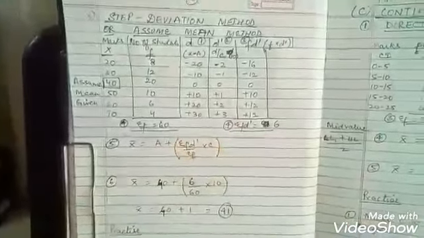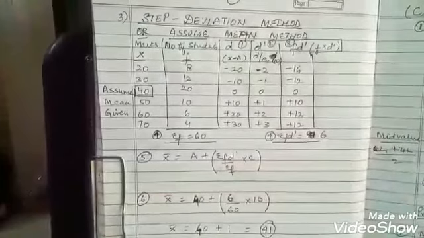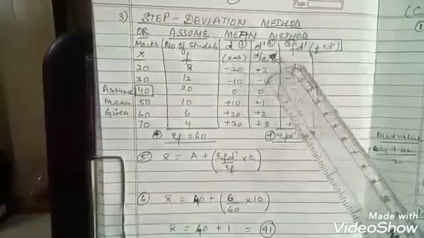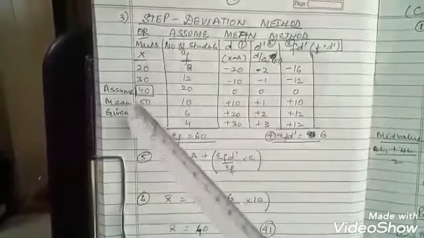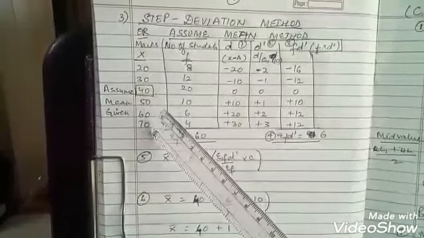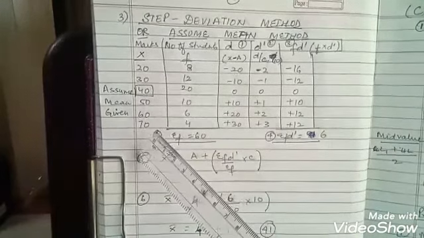Yeah, you have the step deviation method. What do you understand by step deviation method? It is also known as assume mean method. This method can only be applied, I told you earlier, if there is a common value. The common value here is obviously 10. There is a common factor with which each of these values can be divided.